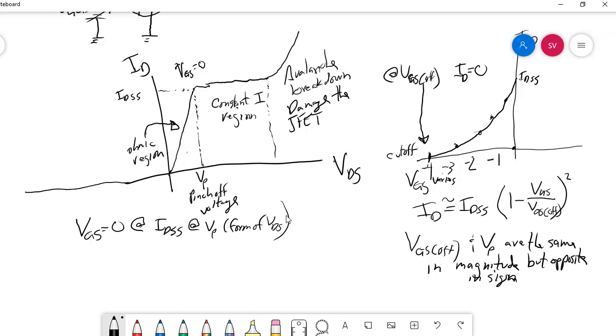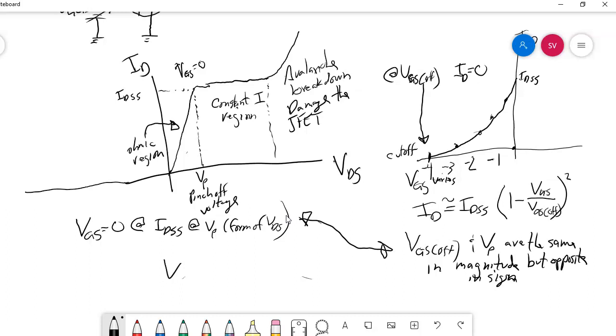Now another important relationship is that the VGS cutoff value and the pinch-off voltage are the same in magnitude but opposite in direction. So it's knowing these points right here, having them in the back of your mind, that could help you solve a good chunk of these JFET circuits. So when VGS is equal to 0, you're at maximum drain current. And when you're at maximum drain current, you're at the pinch-off voltage, which is a form of VDS. Also, VGS cutoff and the pinch-off voltage are the same in magnitude but opposite in direction.